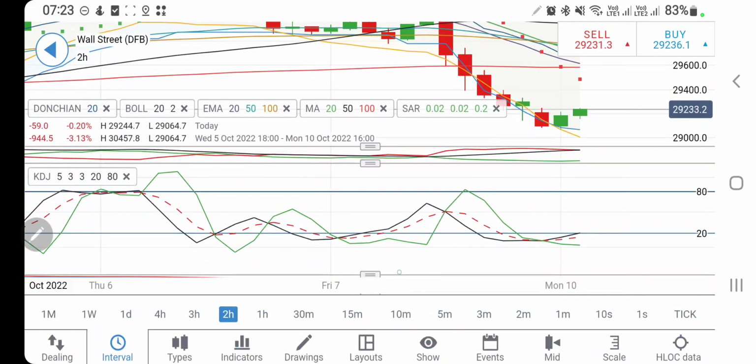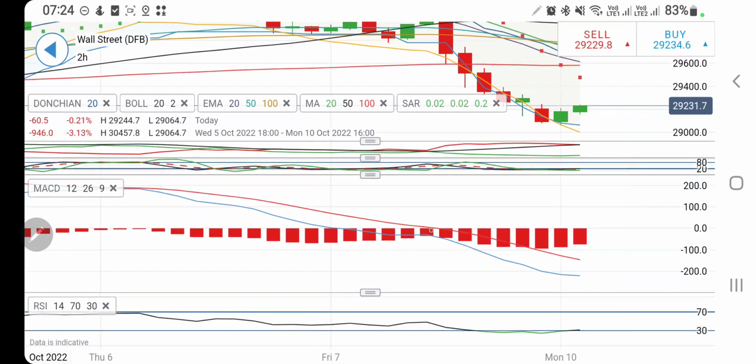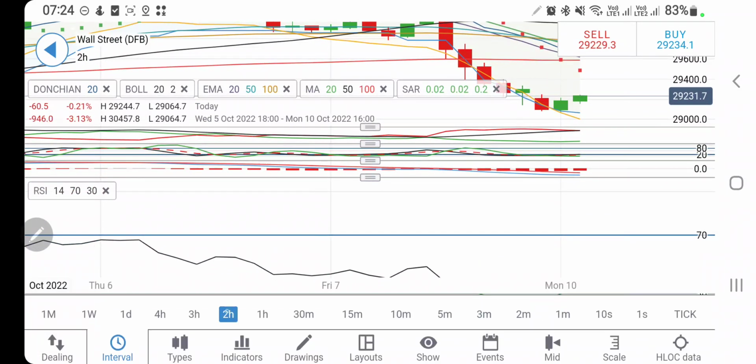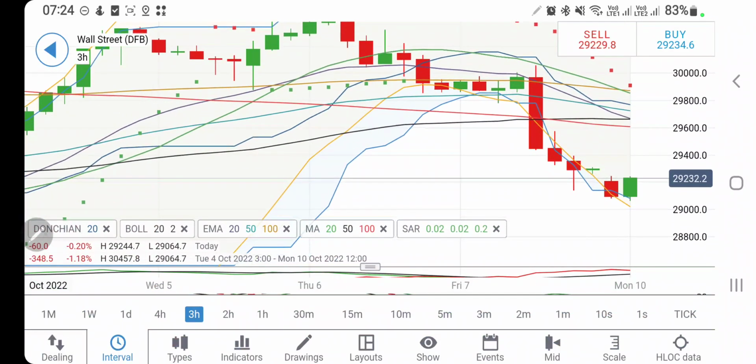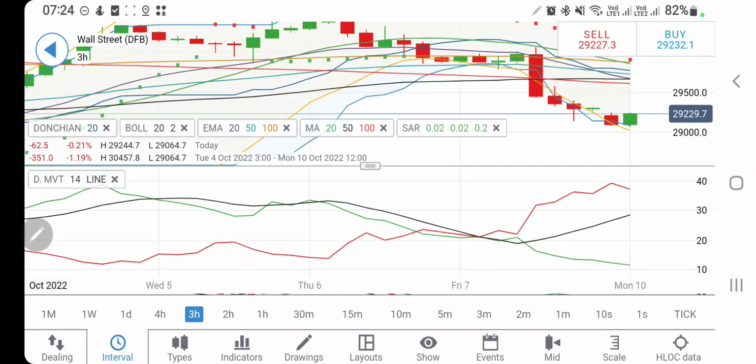Directional movement bearish. Stochastic trading oversold. The MACD is divergent and bearish. RSI trading oversold and trying to come out of the oversold zone. Likewise on the 3-hour chart, similar is the observation, similar are the levels. Do not consider this as bullish till the time it trades below, or rather say 29,900. Till the time it trades below 29,900, I will not consider this as a reversal. It is just a retracement.